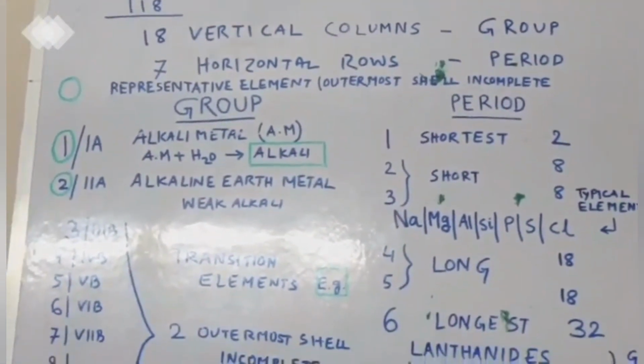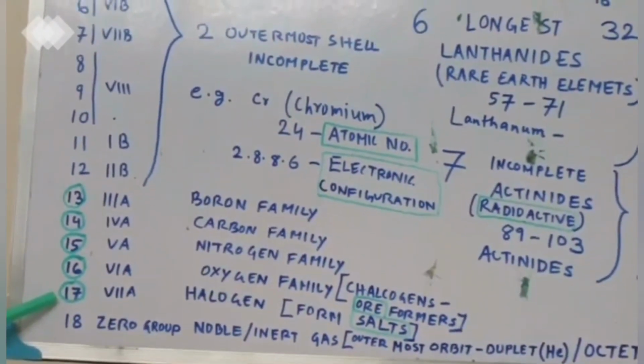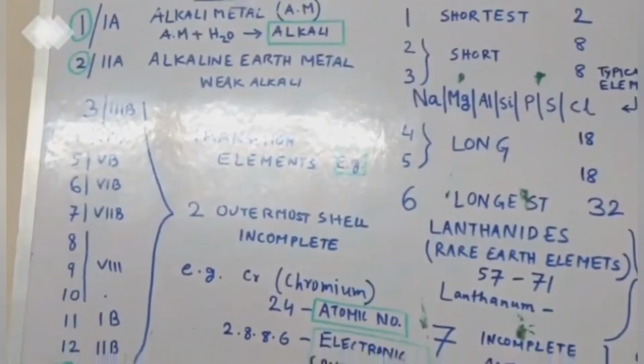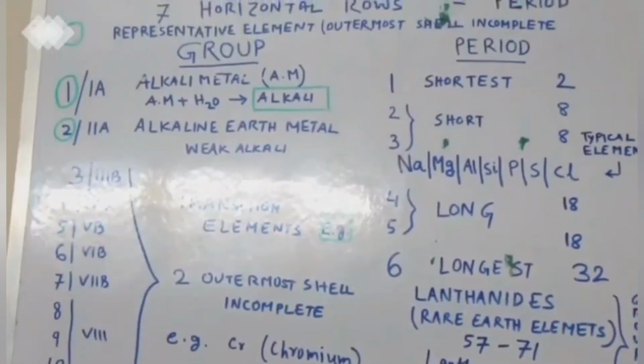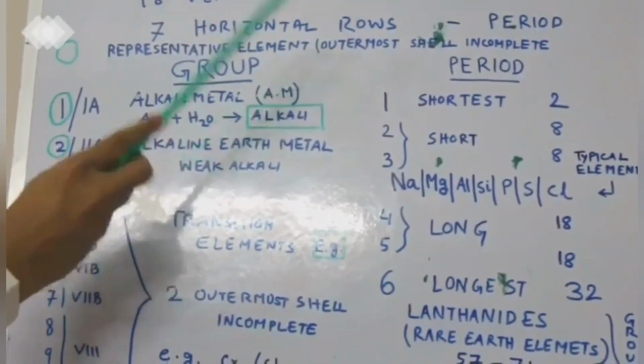Group 1, group 2, group 13, 14, 15, 16, 17. These are all in green circles. Now here in groups 1, 2, 13, 14, 15, 16 and 17, we have representative elements whose outermost shell is incomplete.